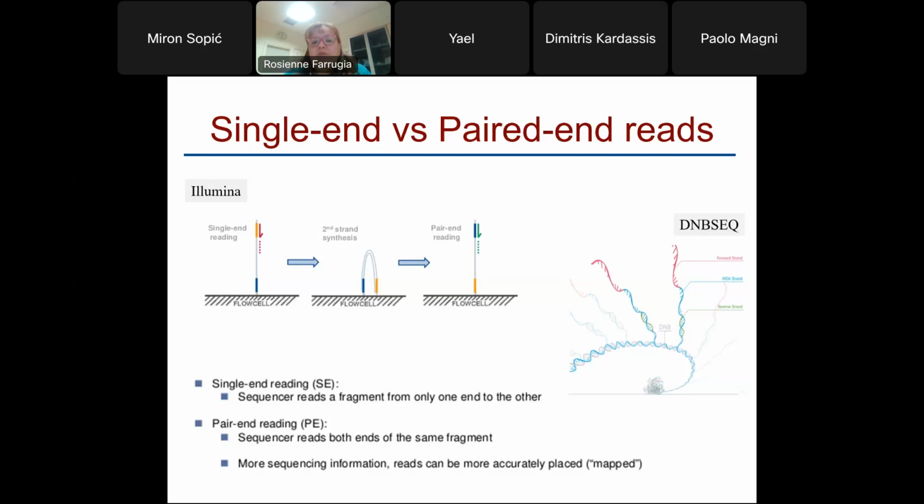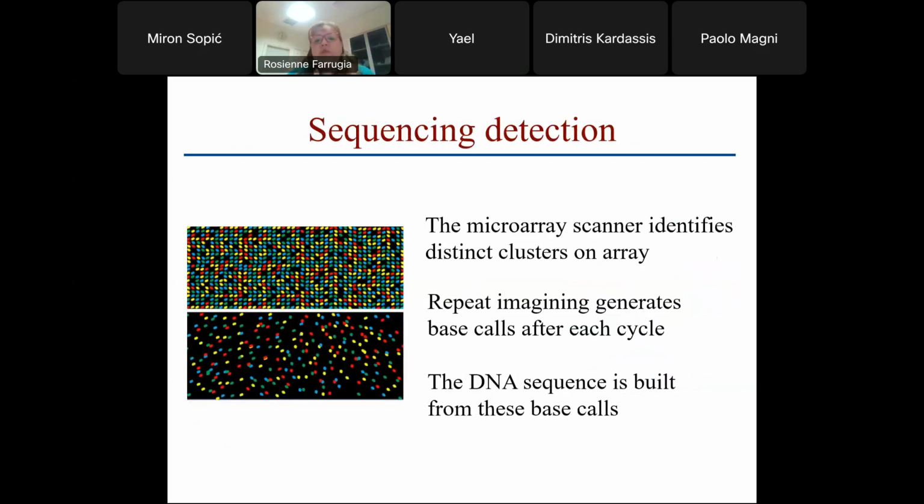Detection for ion torrent and DNB-seq, which both use fluorescence, is essentially using a microarray scanner, which will identify the clusters on the array, and through repeat imaging, an image after every cycle of nucleotide addition will capture color, and through that color it will then be interpreted into a DNA sequence.